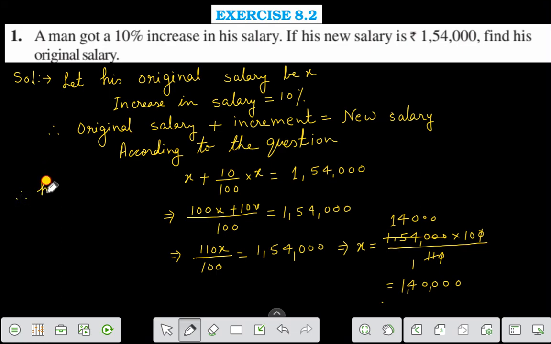Therefore, his original salary is rupees 1,40,000. That is the answer.